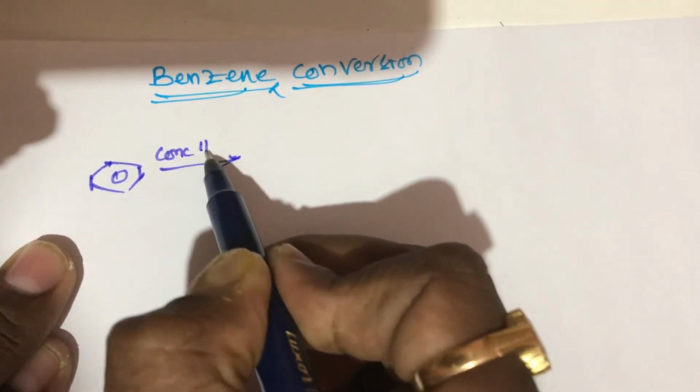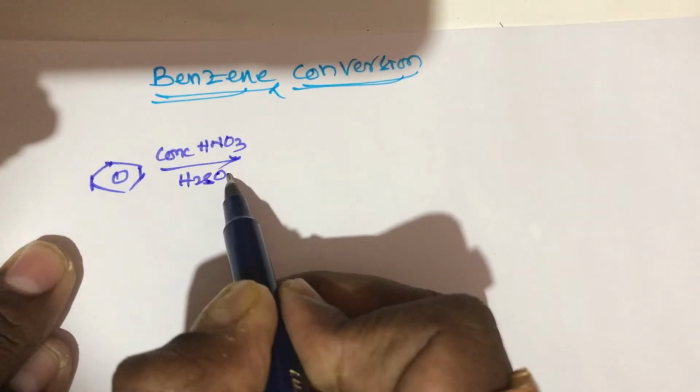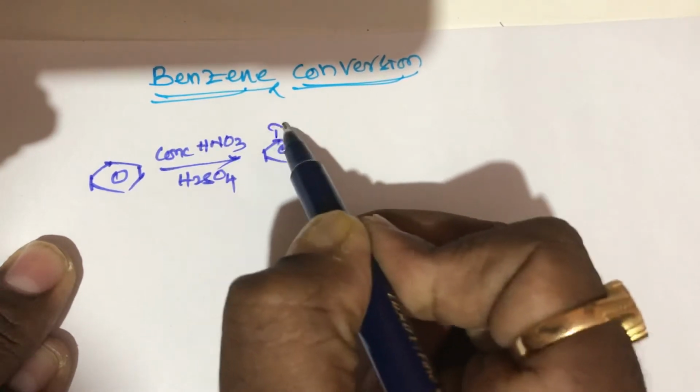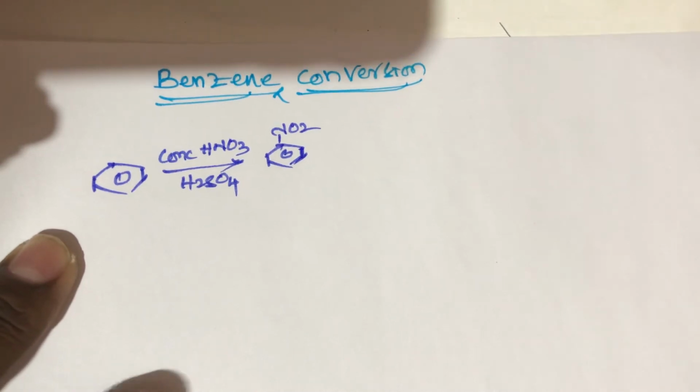concentrated HNO3, concentrated nitric acid in the presence of concentrated H2SO4, we get the product nitrobenzene, that is NO2 will be formed. In this conversion from benzene to nitrobenzene, that reaction is called nitration reaction. Nitration means what, students? A 1:1 ratio of concentrated HNO3 and concentrated H2SO4 is called nitration mixture.